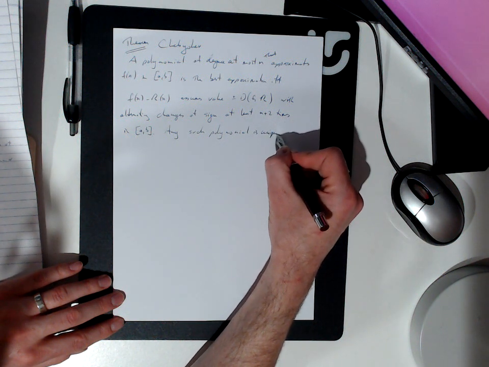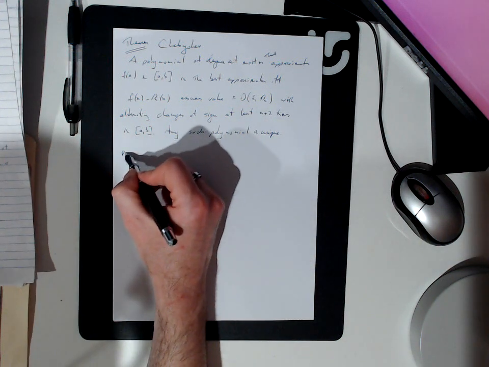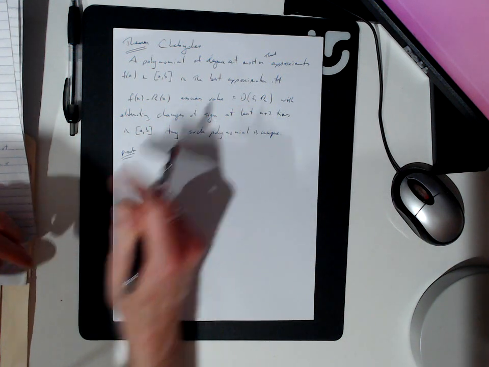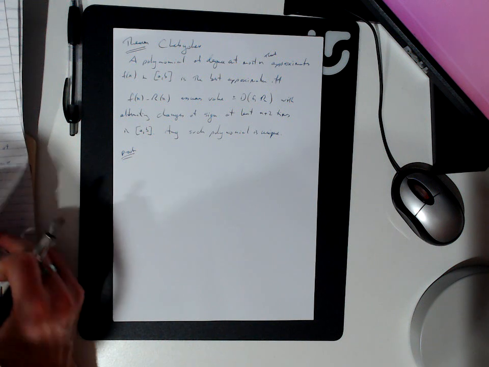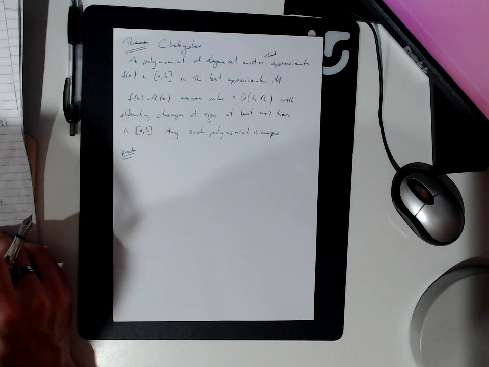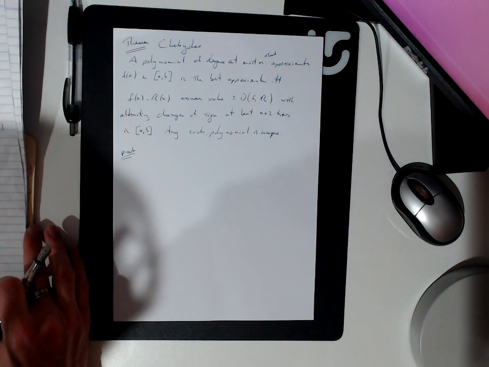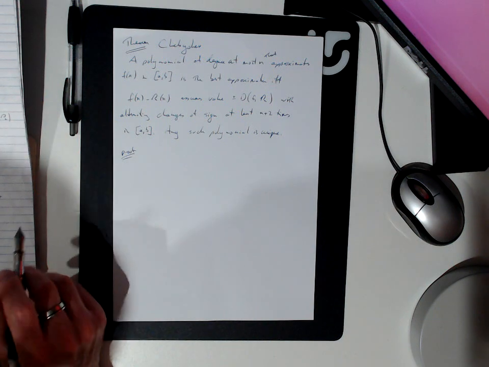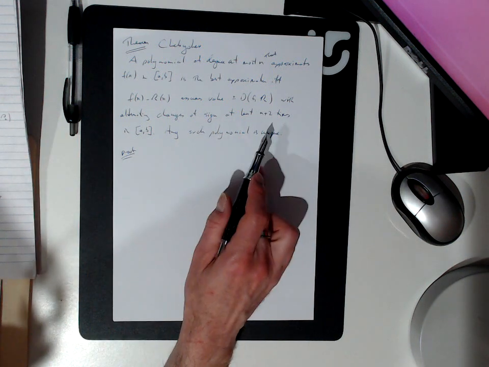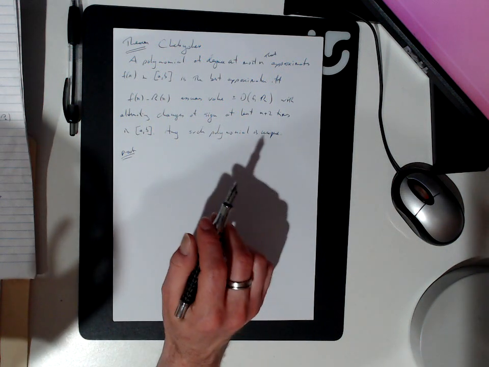Now I'm going to skip what turns out to be a rather important point in the proof, which is the existence of certain points, the selection of certain points. Of course, you need to be able to select a certain number of points, and the number of them is related to the number of times we change sign. So that's why there's an n plus 2 there.